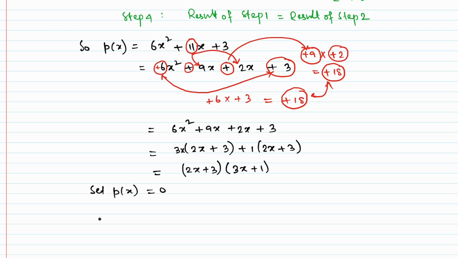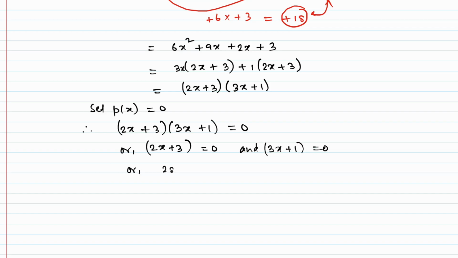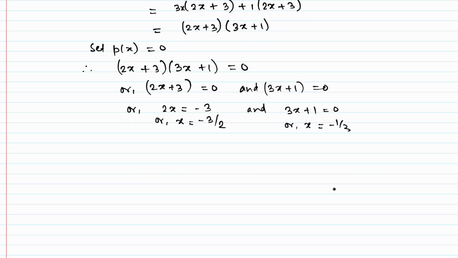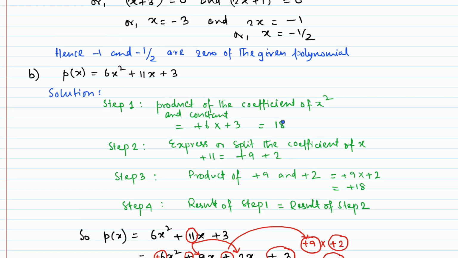This is factorized. Now set px to 0. Therefore 2x plus 3 and 3x plus 1, the product of these two becomes 0. So 2x plus 3 is equal to 0 and 3x plus 1 equal to 0. So solving this, we get x equal to minus 3 by 2 and x equal to minus 1 by 3. Hence minus 3 by 2 and minus 1 by 3 are zeros of the polynomial.